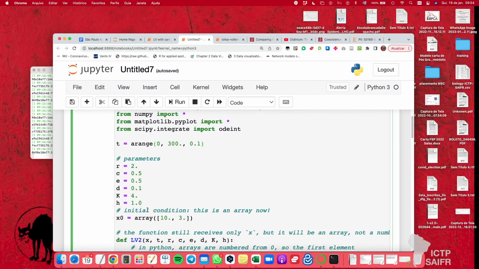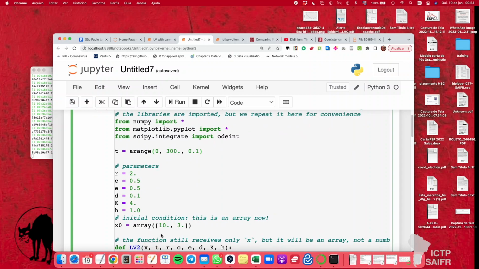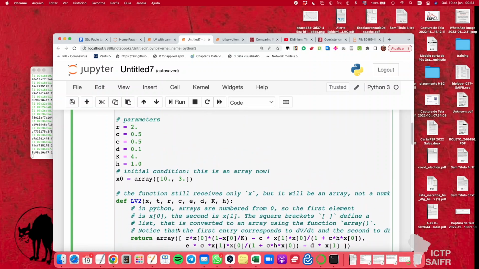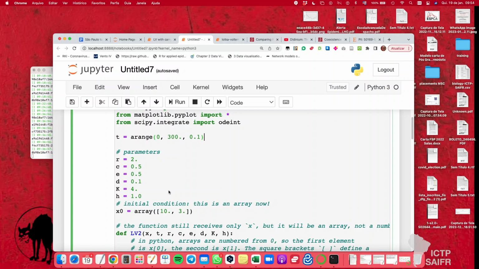So we have some initial conditions, 10 and 3. And we go on, and one thing that would be interesting is to see how the solution depends on the carrying capacity. Why? Because if the carrying capacity is super big, then this should approach something like the Lotka-Volterra system, because Lotka-Volterra has cycles when you don't have the carrying capacity.